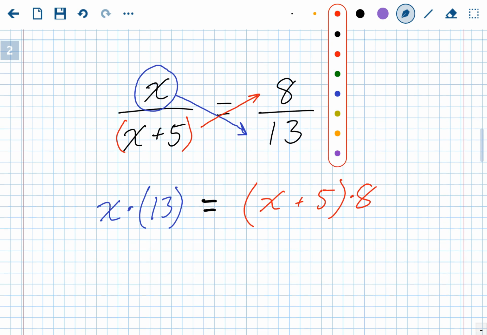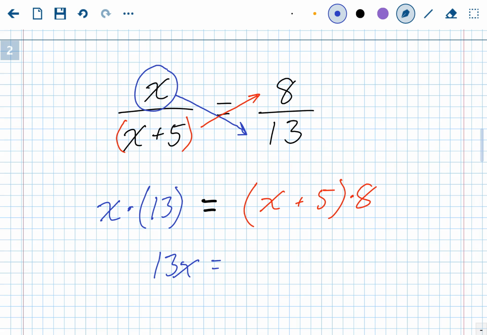All right, simplify. On the left side, x times 13 is 13x. On the right side, you're going to have to distribute. Remember, you could distribute backwards. It doesn't matter where the coefficient is. It doesn't matter if it's in front or behind. You can distribute backwards through the parentheses. So we're going to do x times 8, which is 8x, and then 5 times 8, which is 40.